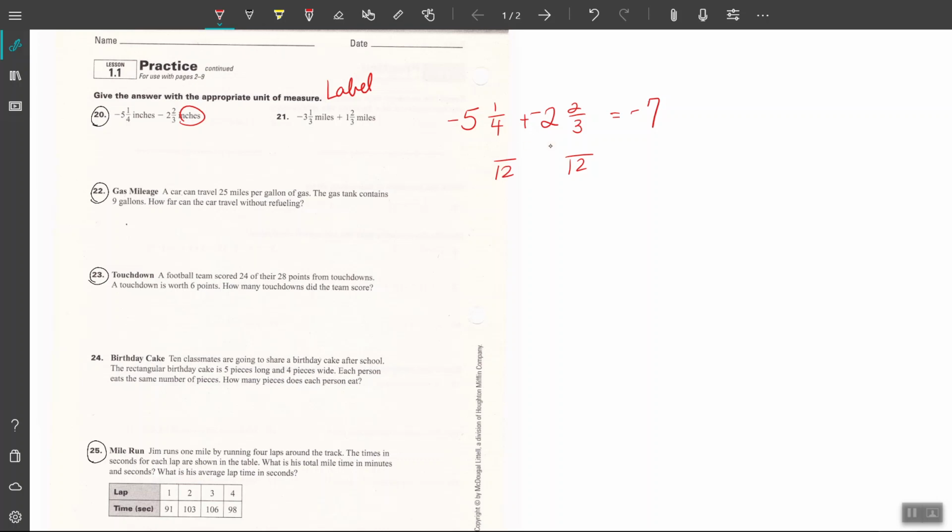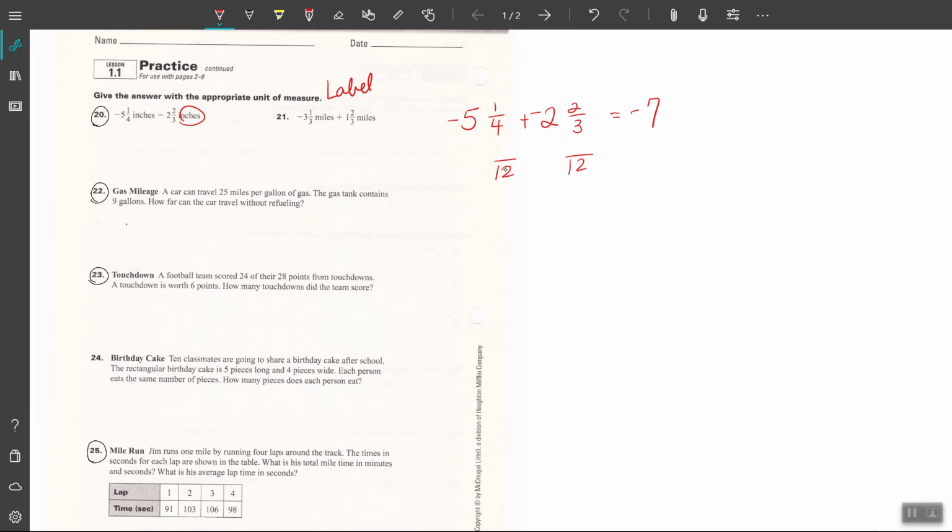So if at any point you're trying to convert fractions and you can't come up with the lowest, just multiply the two denominators together. You would just multiply that 4 and that 3 together, and that will give you a common denominator. It may not be the lowest one, but it'll give you something you can work with.